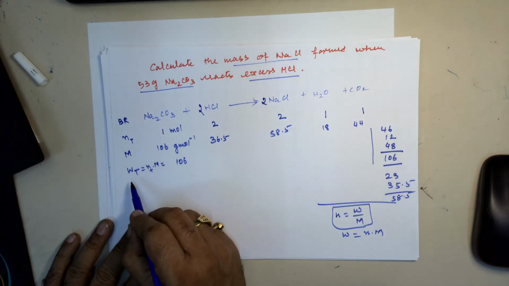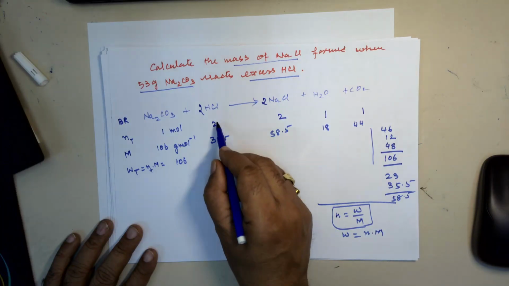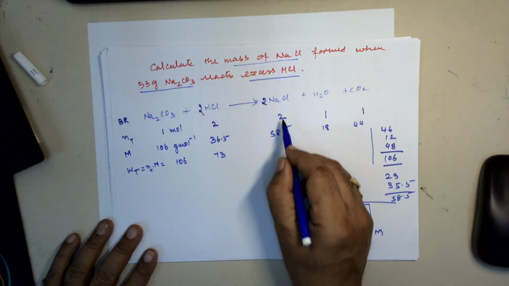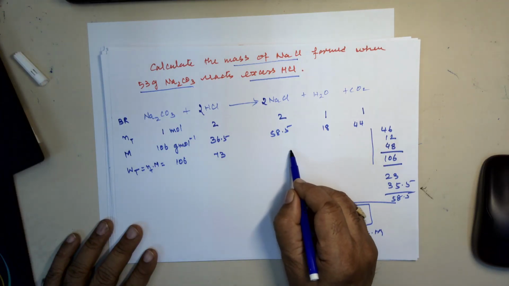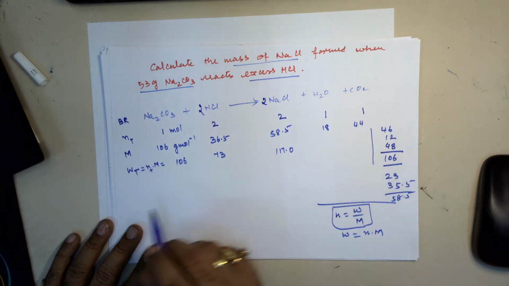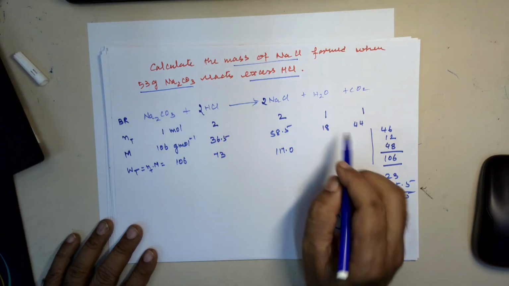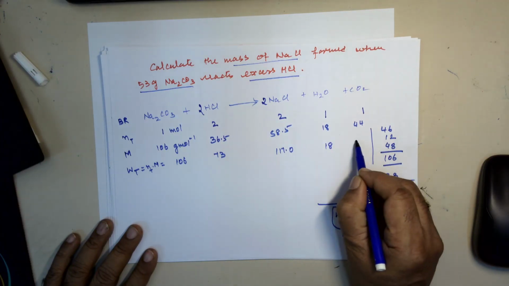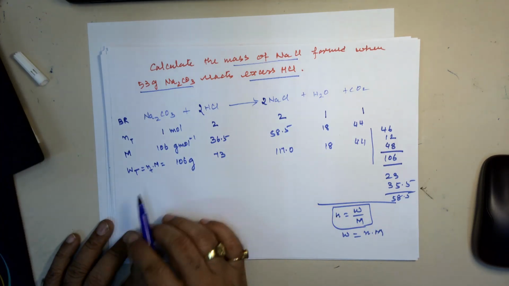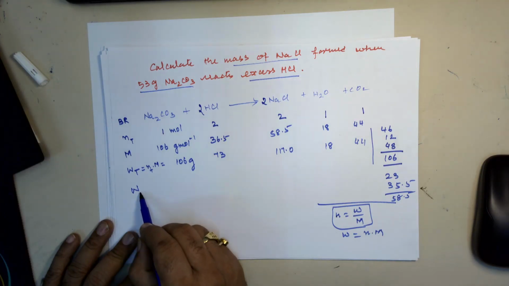This is the theoretical weight. You look at here, theoretical weight. And here, 2 into 36.5, how much? 73. This one 2 into 58.5, so 117. And this one, 18. This is 44. So these are all gram. So this is the theoretical weight. Okay? Clear? Then what is the experimental weight?